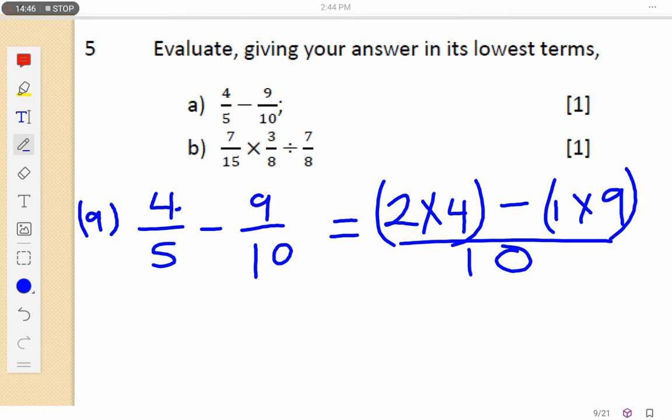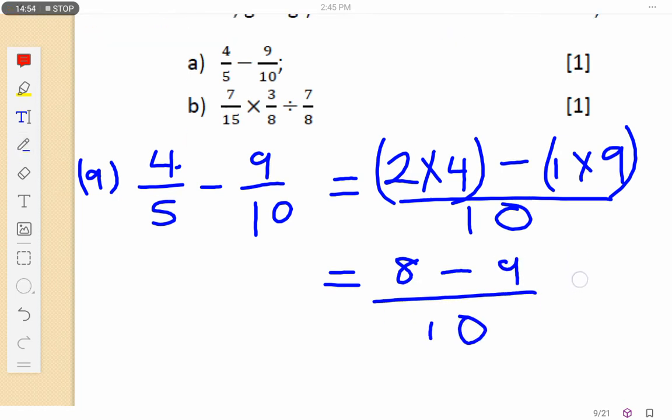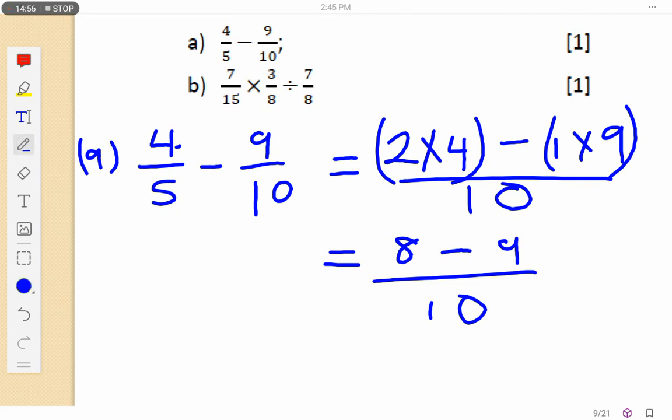Let's go on. So 2 times 4, what do we get? 8 minus 9 over 10. Fine. Let's finish off. 8 minus 9, I get minus 1 over 10. So this becomes the answer for that part. Let's go on to the next question.